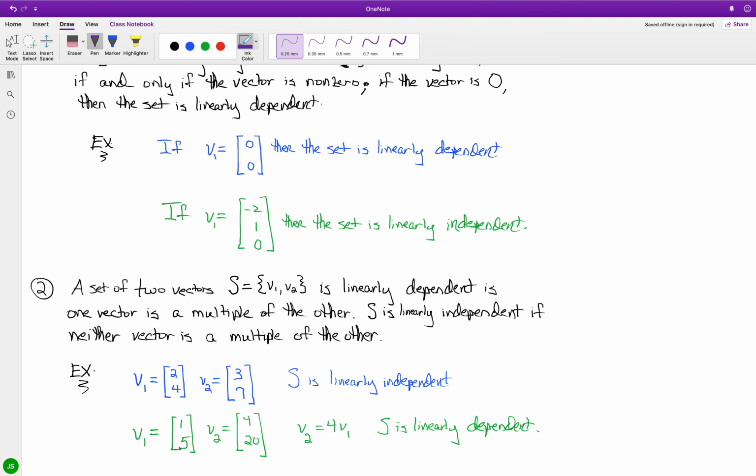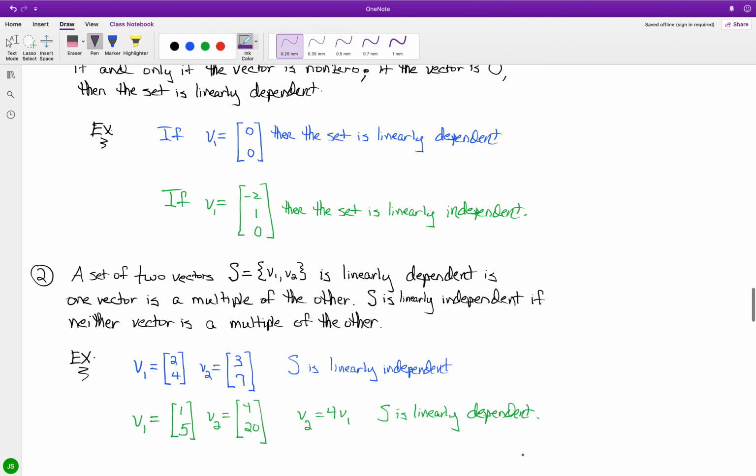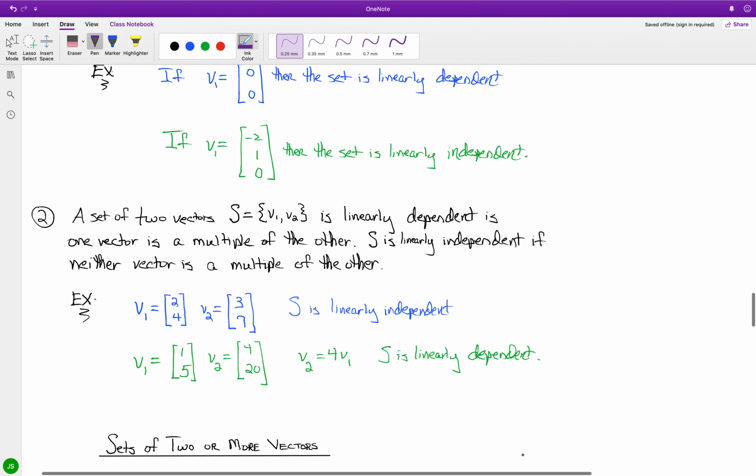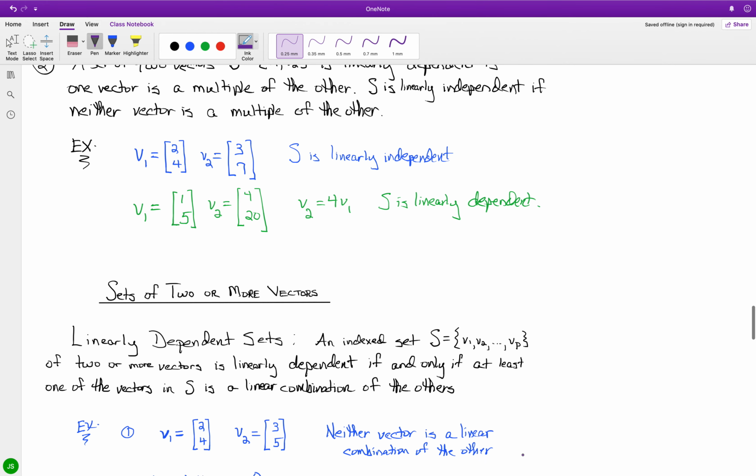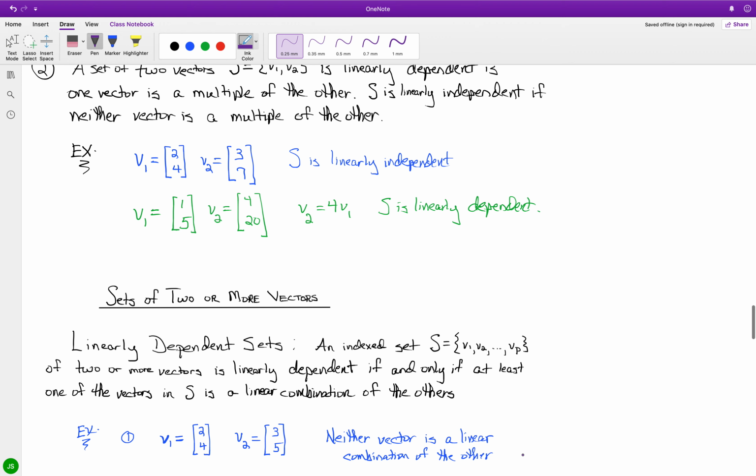But now in the case of v1 and v2, if I have v1 at (1, 5) and v2 at (4, 20), now if you notice, the coefficients inside the second vector will be 4 times what we have in the first. And so we have v2 is a multiple of v1, and this set containing both of these vectors is going to be linearly dependent.